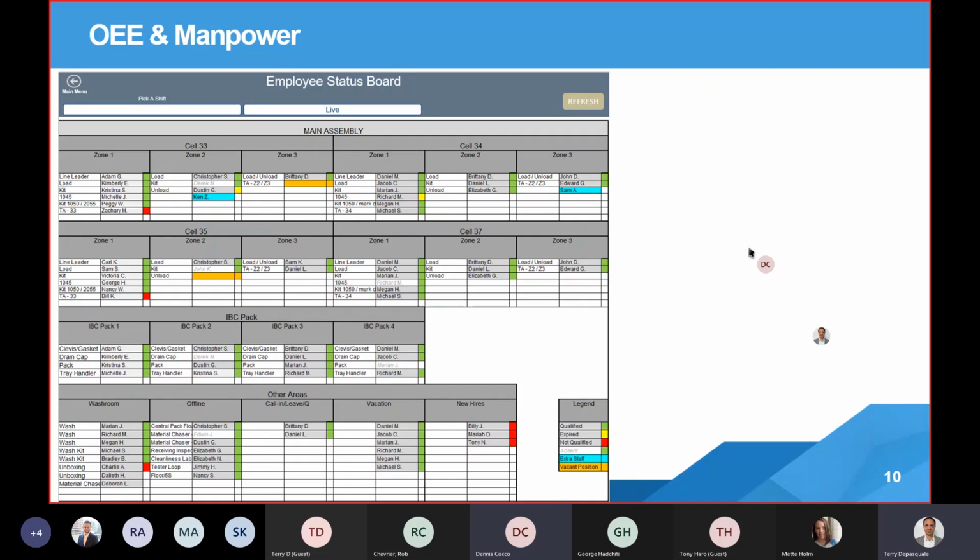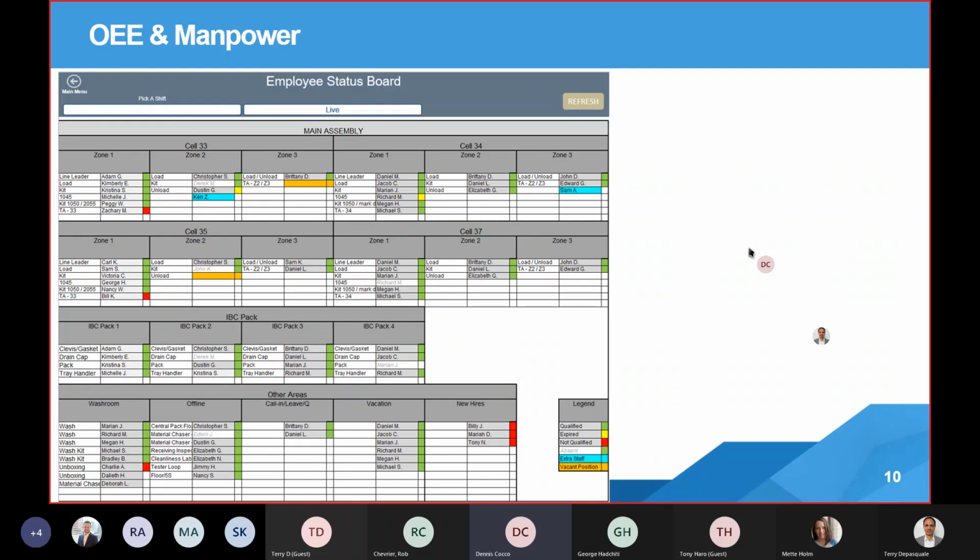If the floater, sorry, Dennis, I was going to say it's worthy of note that you could have a floater for cell 33 that they are split across zone 1, 2, and 3, and their costs can be split as a fractional employee as well. That's correct, yes. But some customers choose to include that in their labor cost per piece. I would, because it is an actual cost.